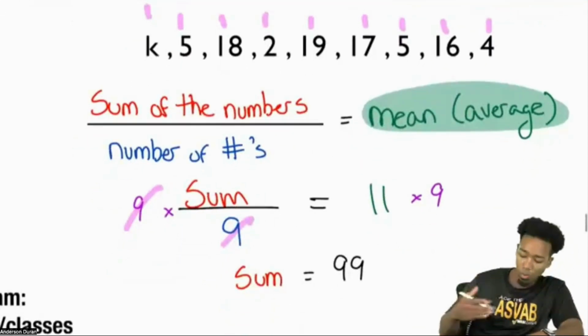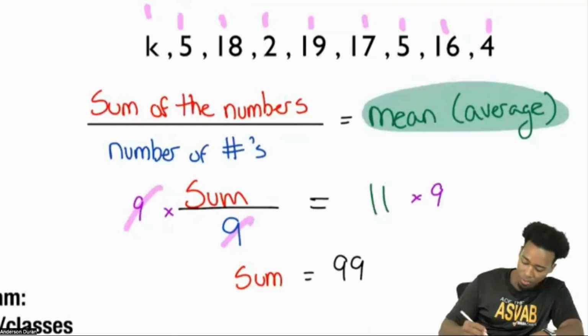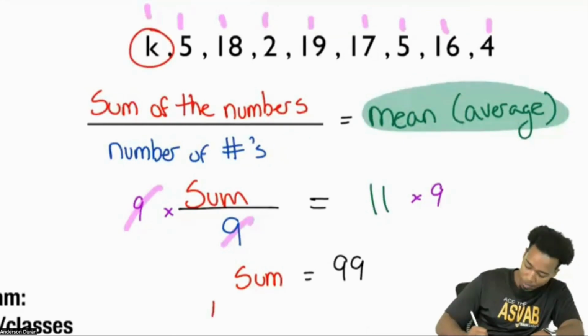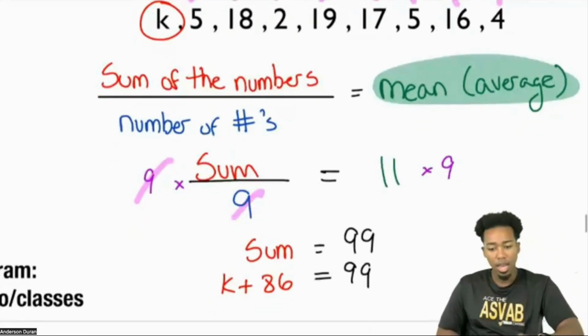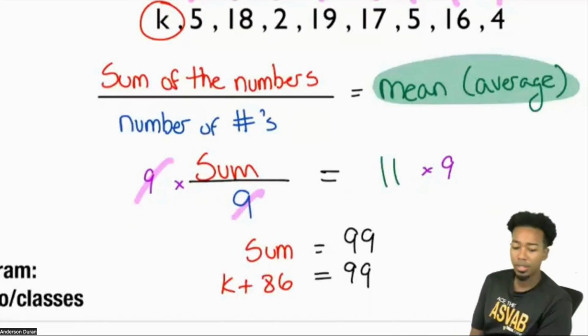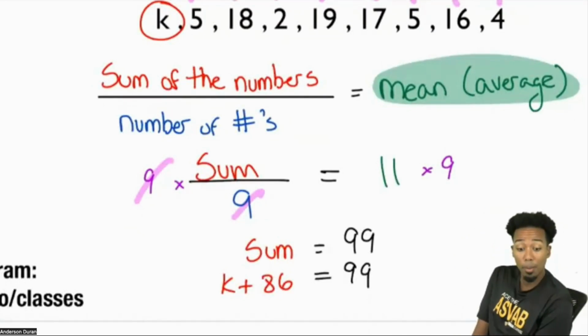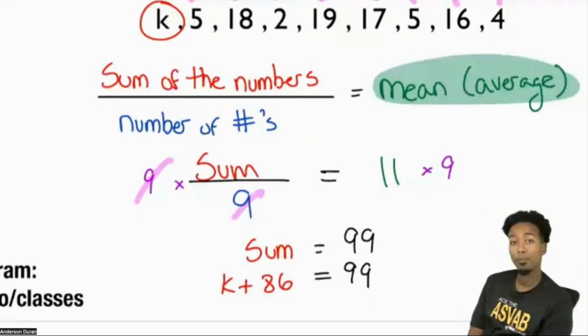And again, when you work on your speed, you'll be able to do this with confidence. We still have that K from the beginning. So we have K plus 86 equals 99. And so when we take a look at that, everybody, what number does K have to be? What plus 86 gives you 99?